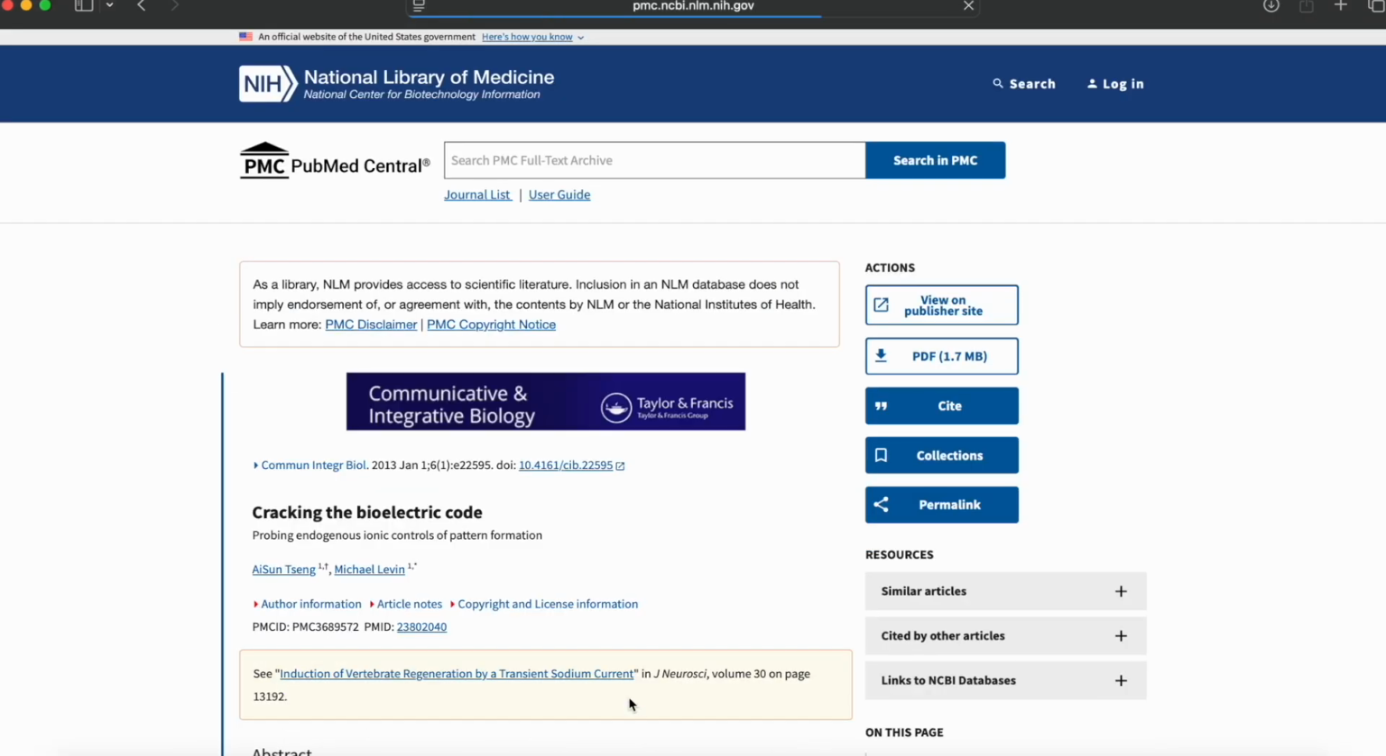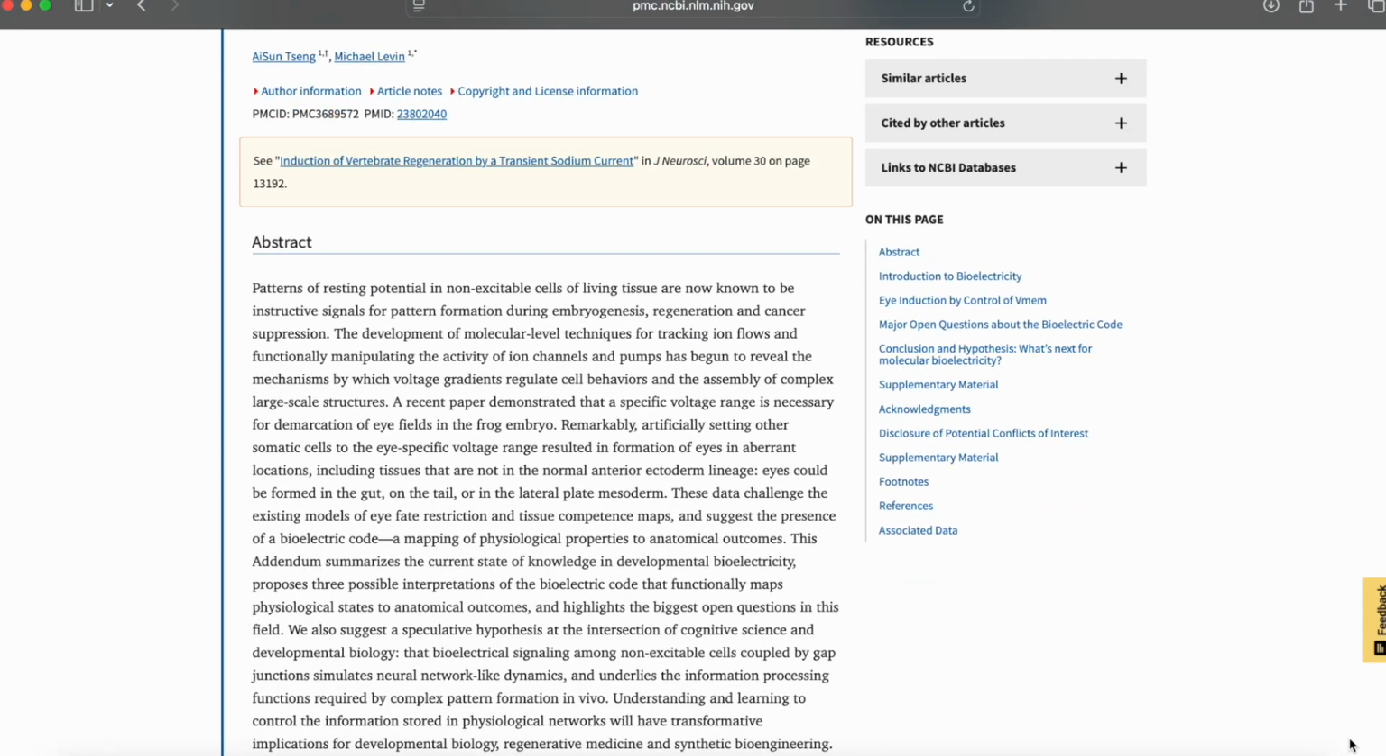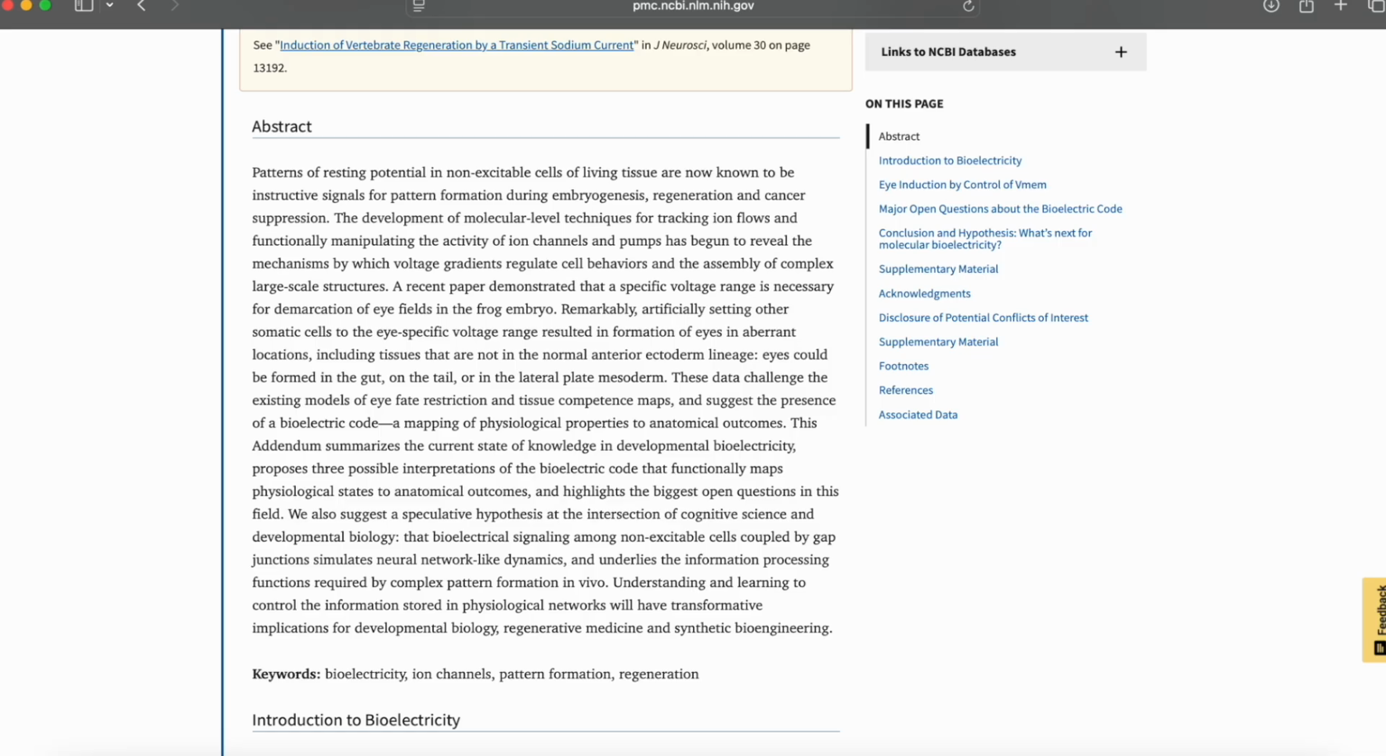Let's go over here to the National Institutes of Health, and we're going to read Cracking the Bioelectric Code. Patterns of resting potential in non-excitable cells of living tissue are now known to be instructive signals for pattern formation during embryogenesis, regeneration, and cancer suppression. The development of molecular-level techniques for tracking ion flows and functionally manipulating the activity of ion channels and pumps has begun to reveal the mechanisms by which voltage gradients regulate cell behaviors and the assembly of complex large-scale structures.